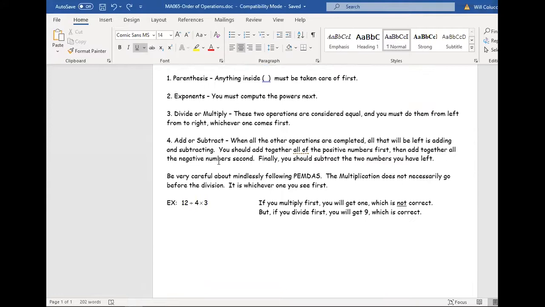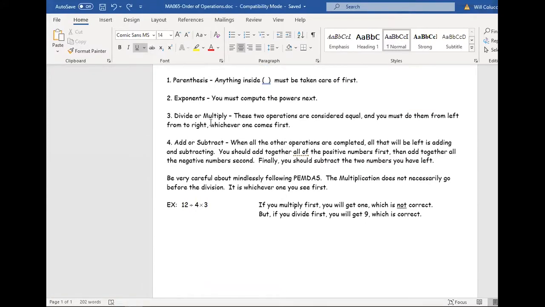Notice that I wrote divide or multiply. I did not write MD, which, go ahead. Question? Don't be shy, tell me. Okay, so these operations are considered equal to each other. One of them does not take priority over the other. Look, exponents take priority over multiplication. If you saw multiplying and exponents, you have to do exponents first. If you saw adding and multiplying, you have to do multiplying first. But dividing and multiplying are considered to be equal. So you have to do whichever one you see first from left to right.